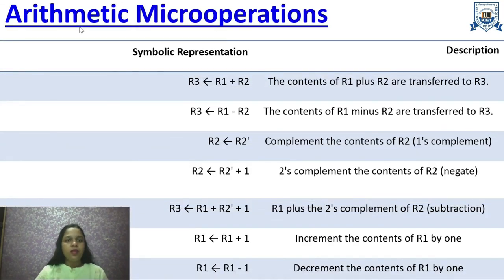Next we see the examples of arithmetic operations. This is addition, subtraction, complement, 2's complement, R1 plus 2's complement of R2, 1 added to R1, 1 subtracted from R1.